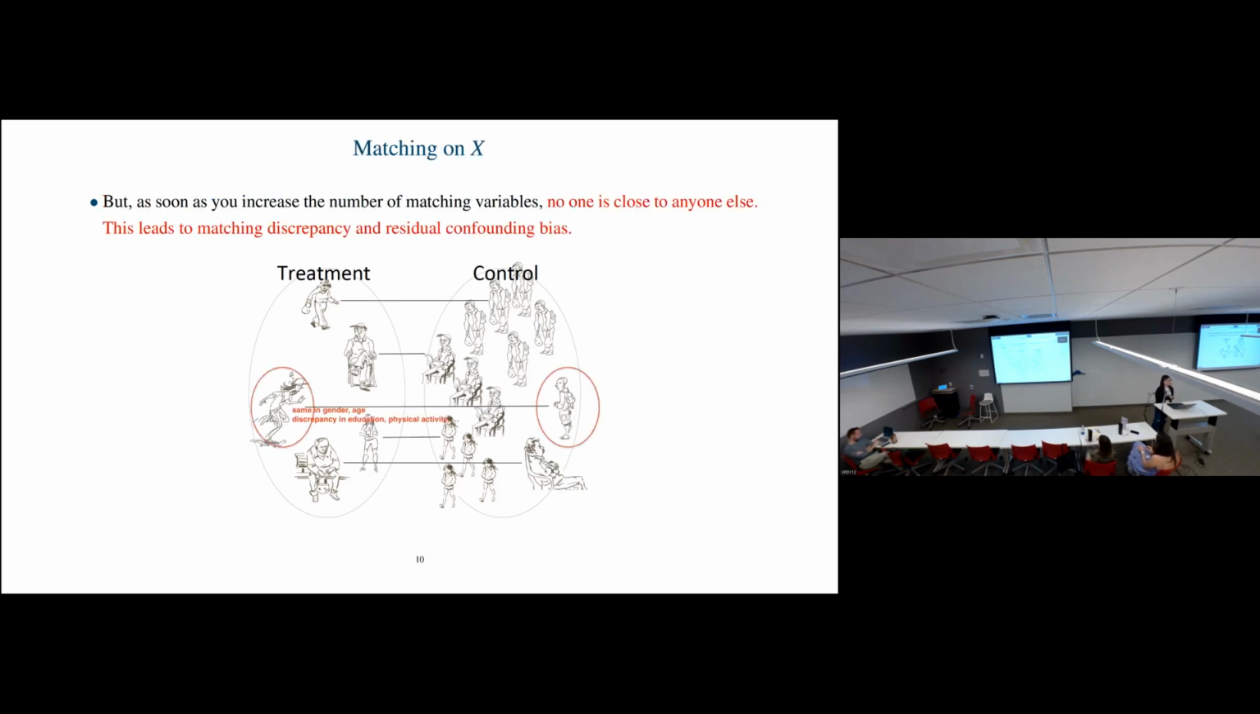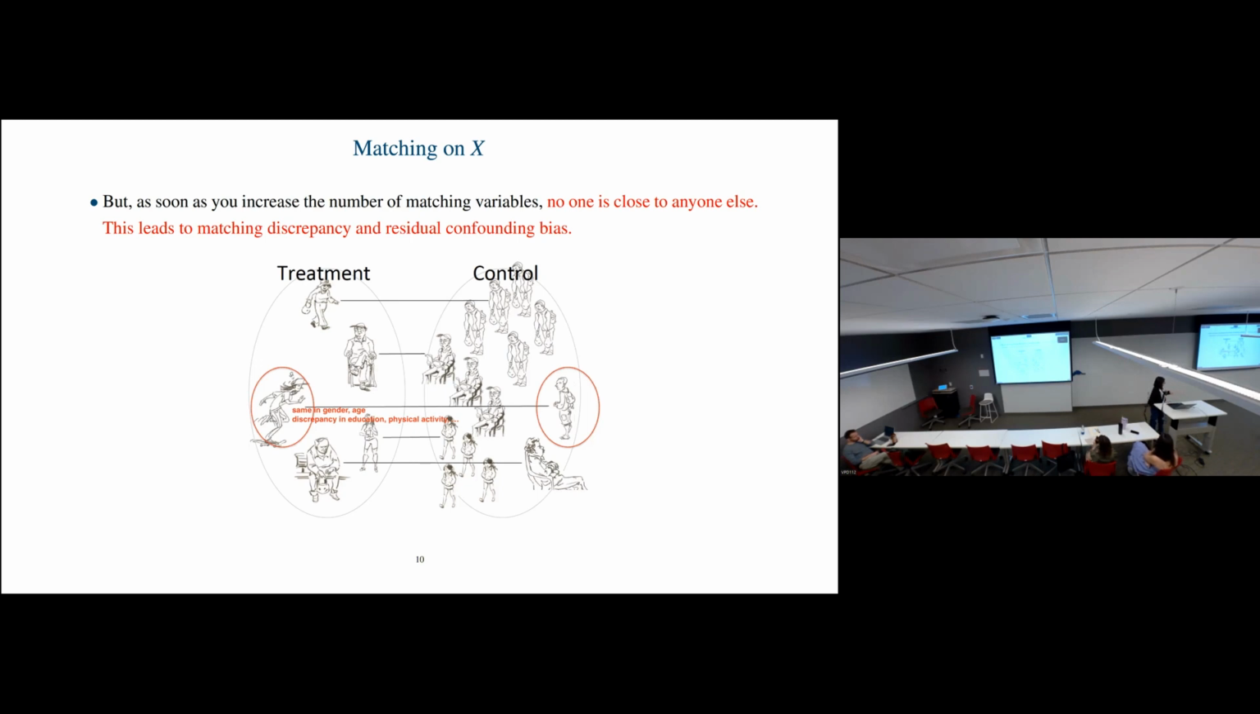The matching idea is quite intuitive. The first idea is matching based on covariates, because it can directly target covariate balance between different treatment groups. But there's a problem. As soon as you increase the number of matching variables, no one is close to anyone else, right? This can lead to discrepancy in the matching variables and also residual confounding biases.